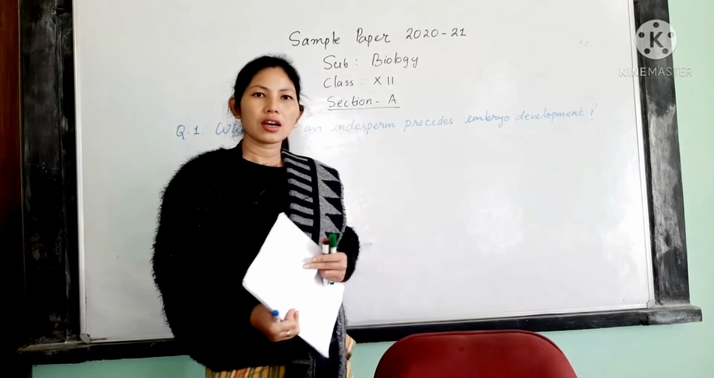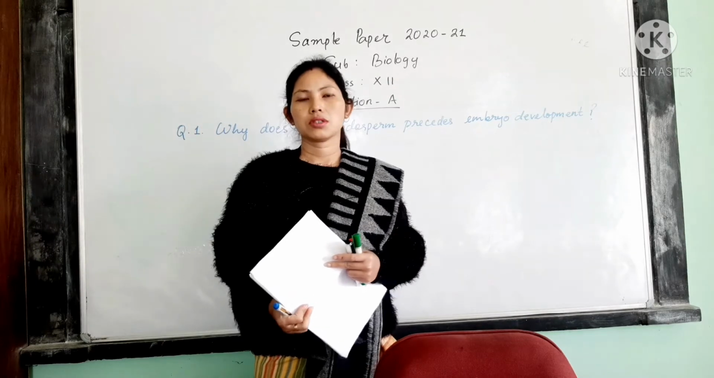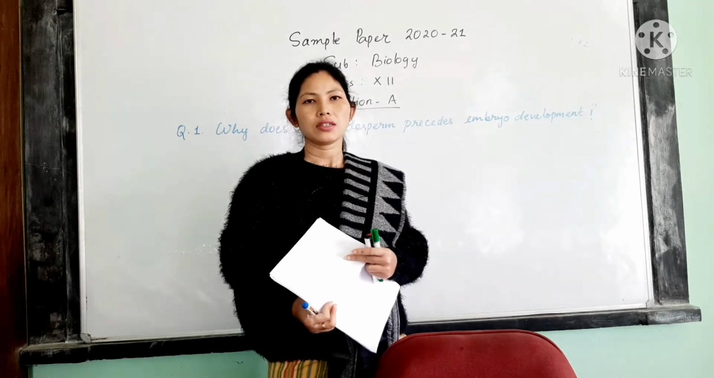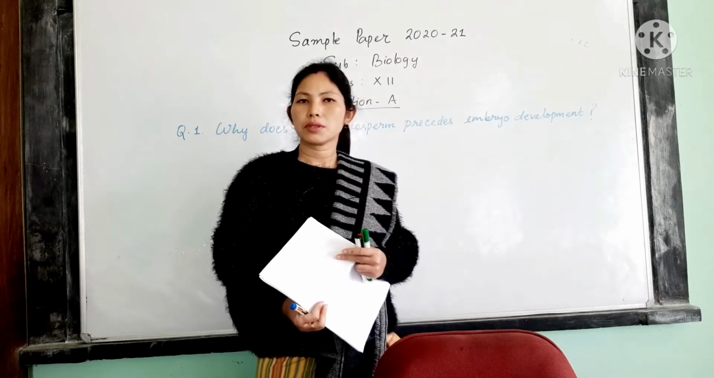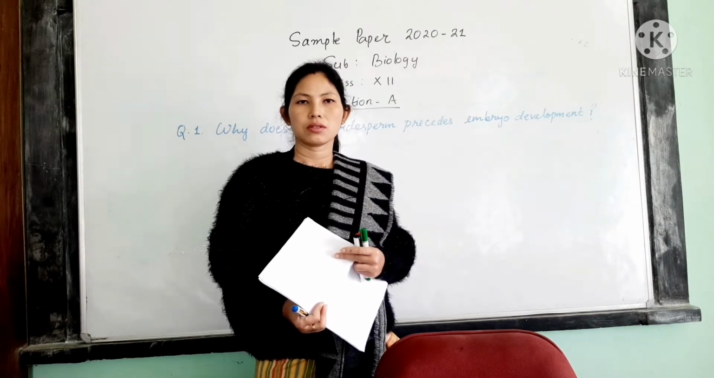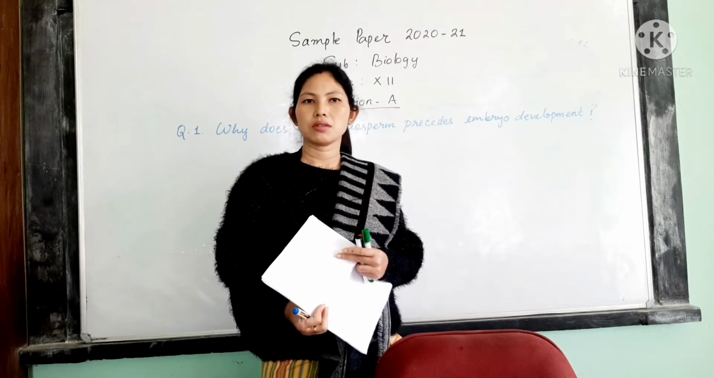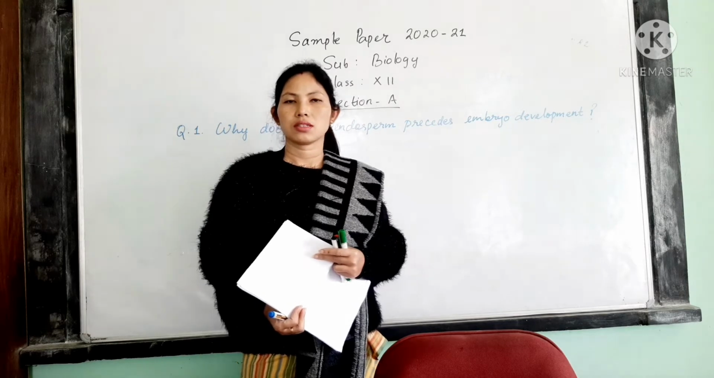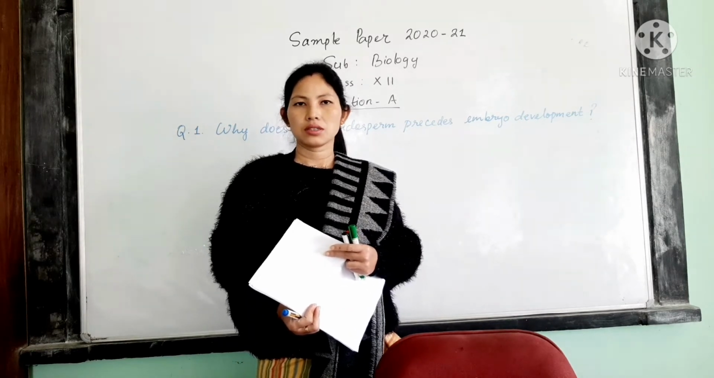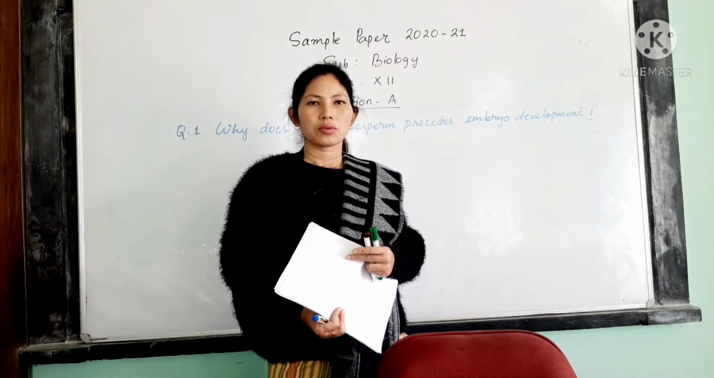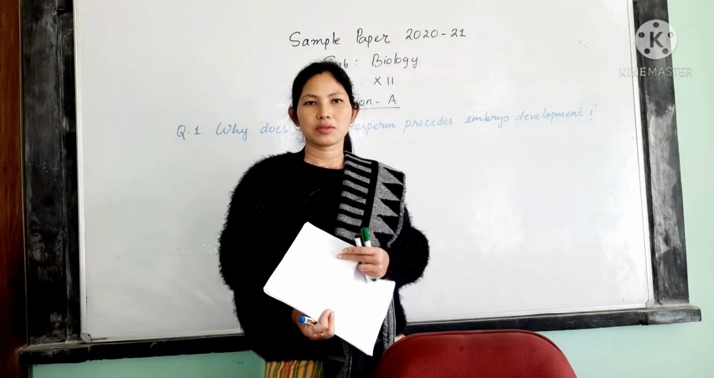So section A are very short answer type questions which you need to answer in one word or in one sentence, or it can be even multiple choice questions where different options will be given, A, B, C, and you need to choose one. Or it can be the type reason and assertion where different options will be given and you have to choose one. So let us discuss the first question.